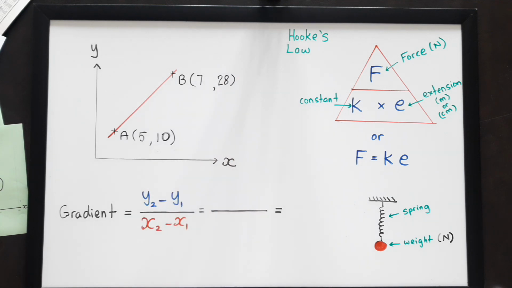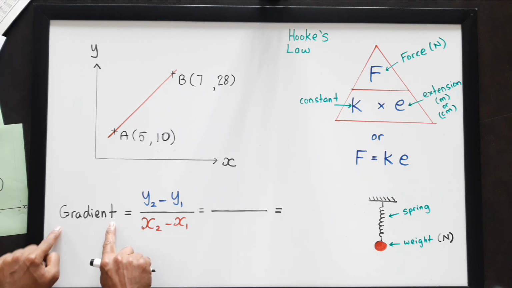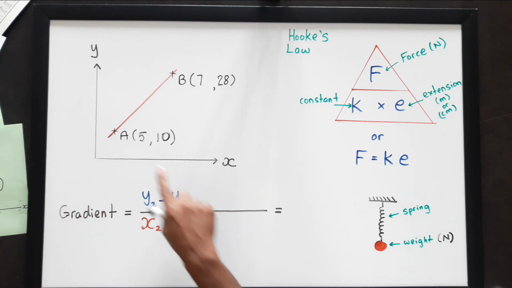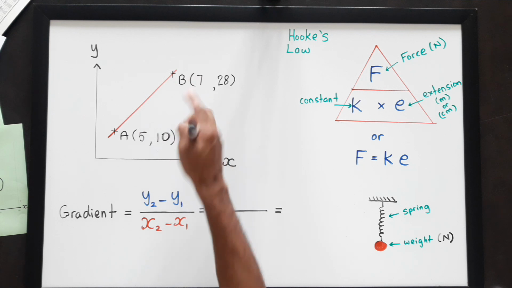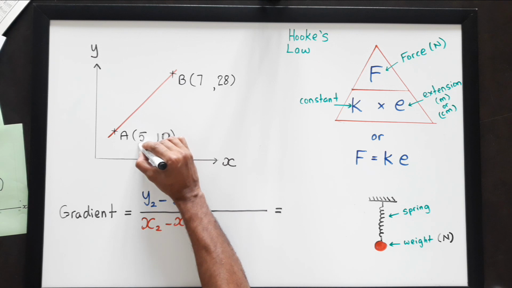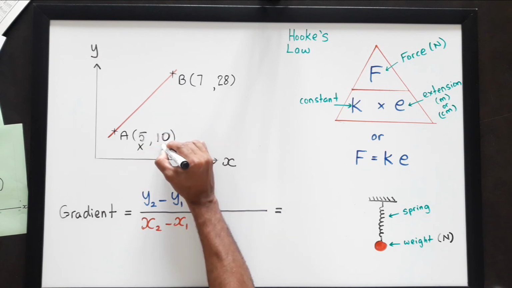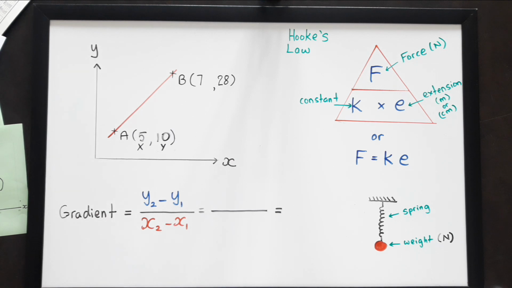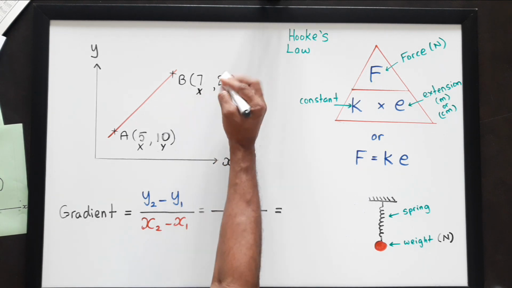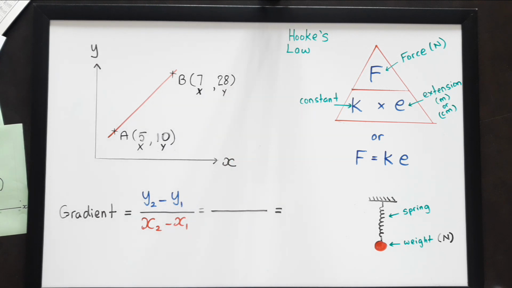Right. So in order to find gradient, we need to utilize this formula. The formula is y2 minus y1 divided by x2 minus x1. When you have points on graphs, the first one is x and the second one is y. So for point A, x will be 5 and 10 will be y. Similarly for point B, the first point is 7 and the second point is 28, making this x and this y. Alright, now according to the gradient formula, it says y2 minus y1 and x2 minus x1.